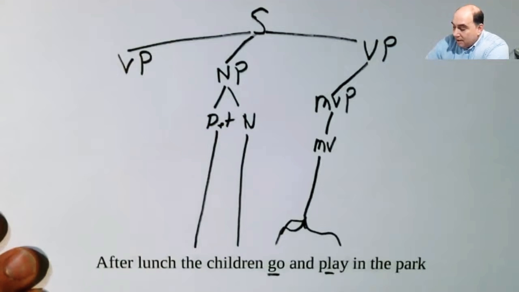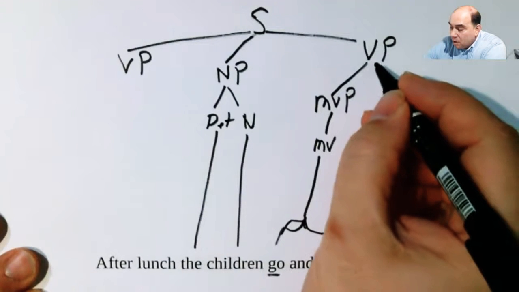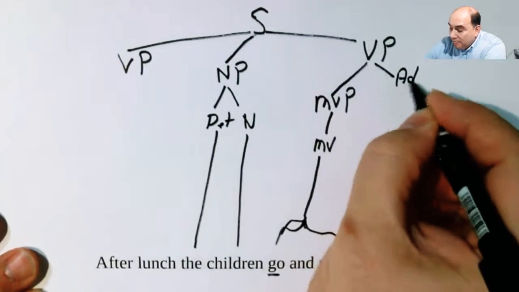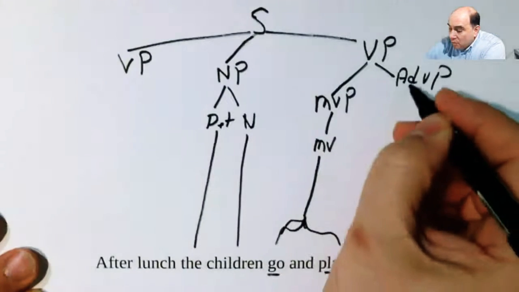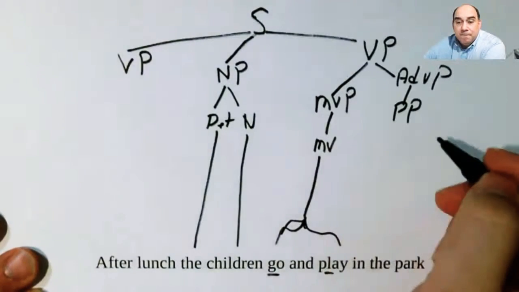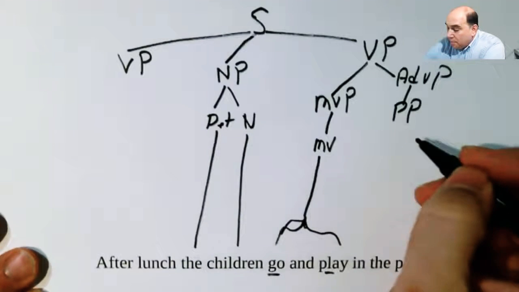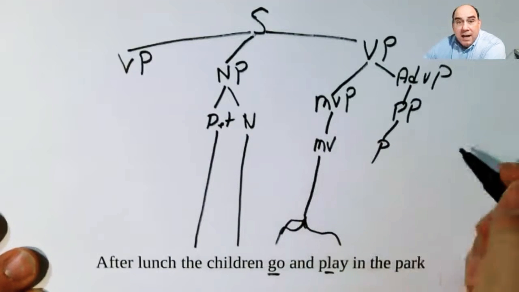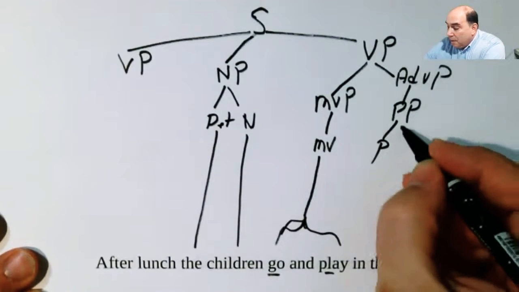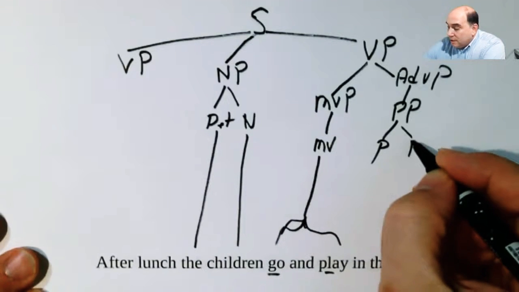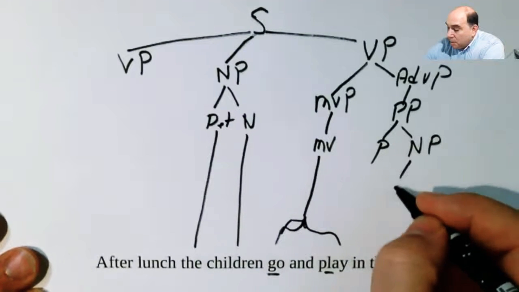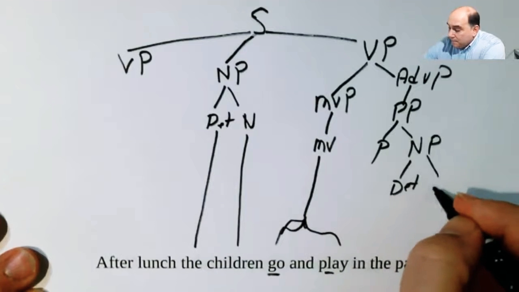Okay, now I have in the park. What is that describing? Well, that's describing where they went, where they played. So it's describing the main verb, so I'm going to call this an adverb phrase. And of course, its form is prepositional phrase, right? And I know that because I've got a preposition, in, and I have a noun phrase, the park. Your noun phrase includes your determiner and your noun.